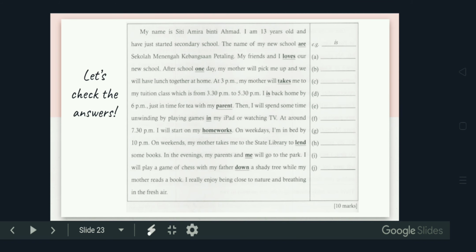Okay, this is vocabulary a little bit. Lend means meminjamkan. Okay, to borrow, meminjam in bahasa Melayu. In the evenings, my parents and I, not me, my parents and I will go to the park. I will play a game of chess with my father. Chess with my father. Not down, it's under.